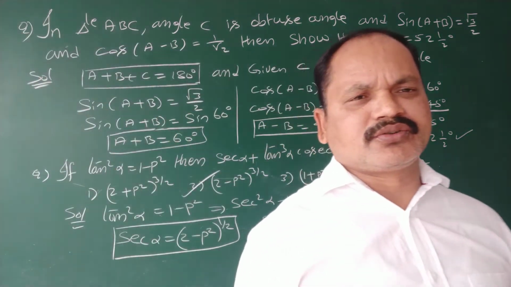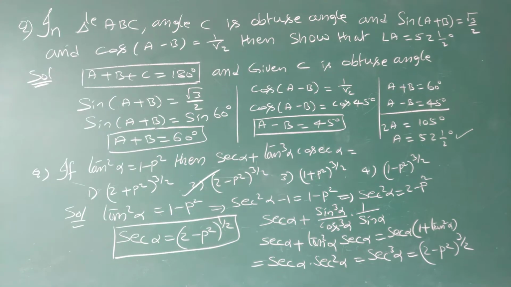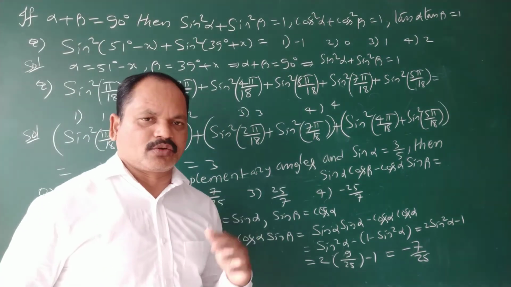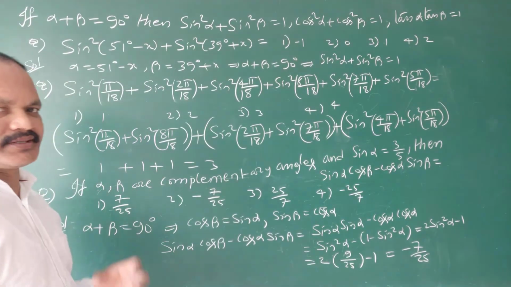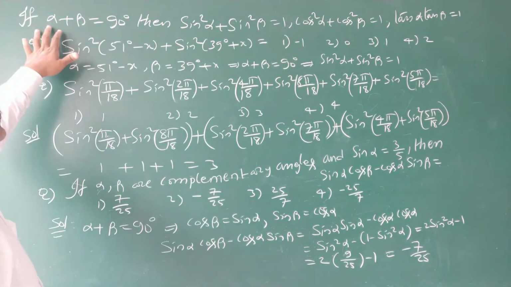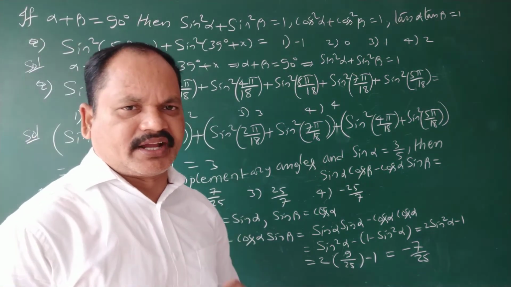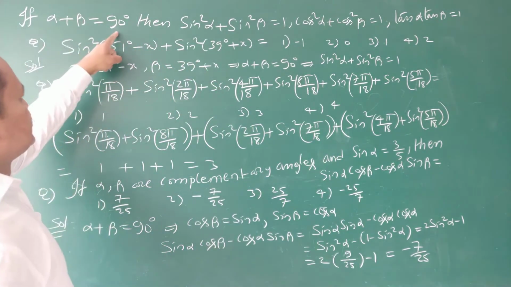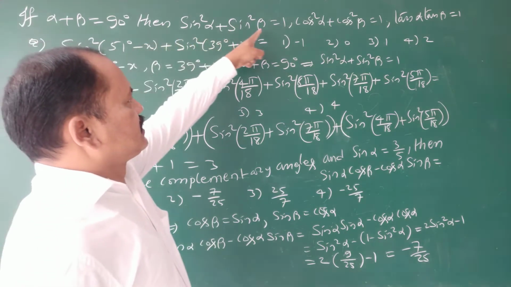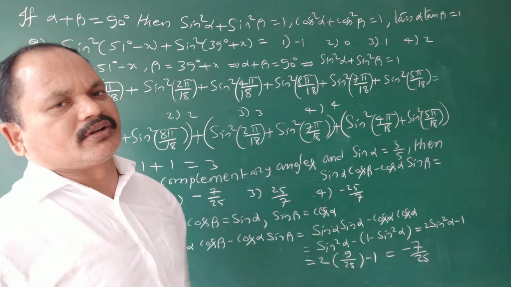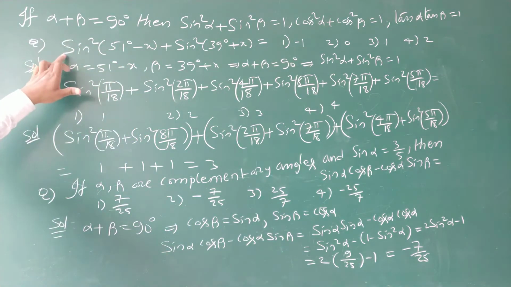That's all. We are going to some more questions. Now we are going to objective questions depends upon the concept of complementary angles. Actually, complementary angles means if two angles are said to be complementary angles, then the sum of the angles is 90 degrees. That's why alpha plus beta is 90. Then sin square alpha plus sin square beta is 1, cos square alpha plus cos square beta is 1, and tan alpha into tan beta is 1.